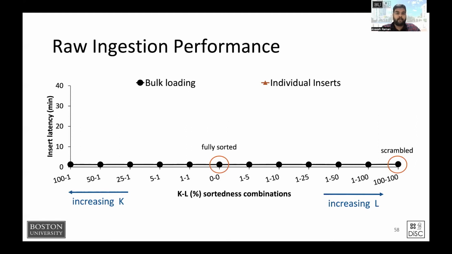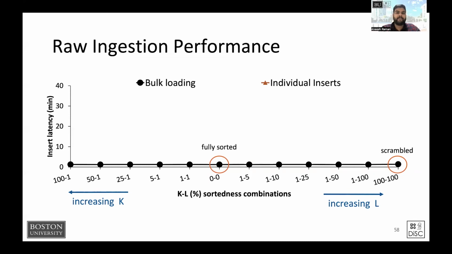As expected, bulk loading, denoted by the black line, is extremely fast. Though not visible due to the scale of the axis, there is actually a performance difference of around 19% between the fully sorted workload performance as well as the scrambled performance. This is mostly due to the sorting overhead.